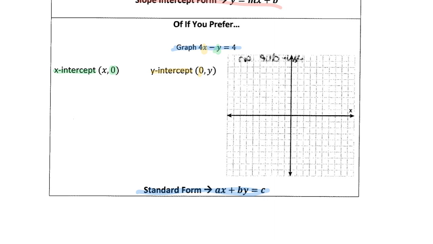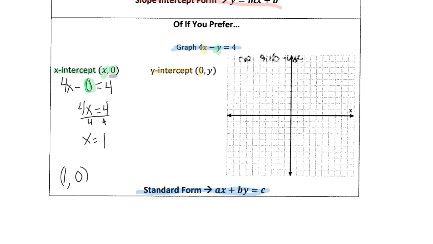So let's start by finding the x-intercept. Okay, so again, the x-intercept is when we plug 0 in for y. So we're going to have 4x minus 0 equals 4. Okay, so that leaves us with 4x equals 4. Solve for x by dividing everything by 4, and we get 1. So then our x-intercept is 1, 0, because we're going to plug x in right here. Okay. So that's how you find your x-intercept. Again, you plug 0 in for y and solve for x.